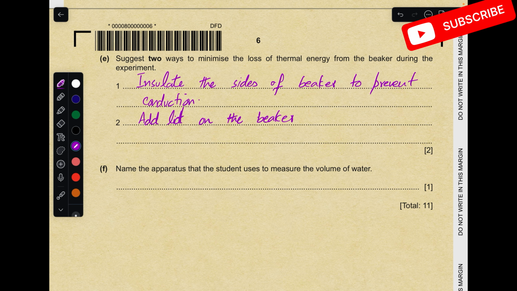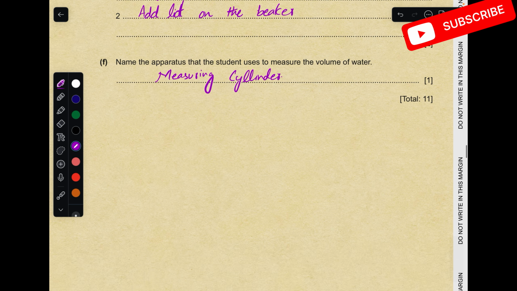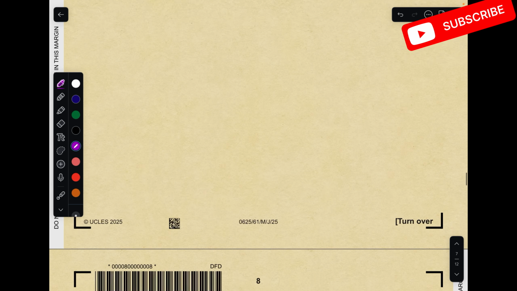Name the apparatus that the student uses to measure the volume of the water. What do we use? A measuring cylinder, to find the volume. This is also a one mark question. Moving forward to the third question.